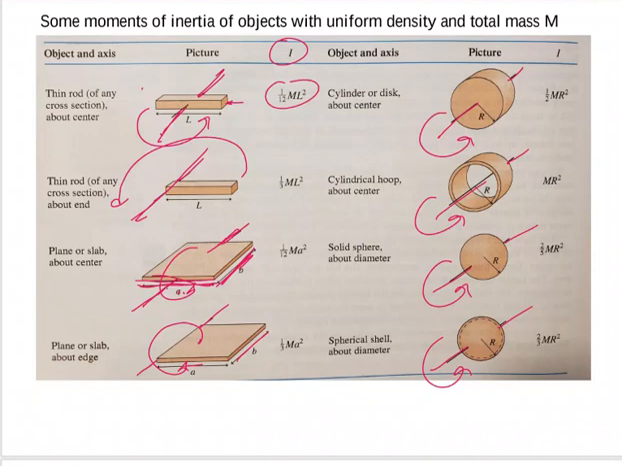How come the B doesn't come into play? So the length is along this axis of rotation. It could be 1 meter, it could be 20 meters. It doesn't make any difference to the moment of inertia.